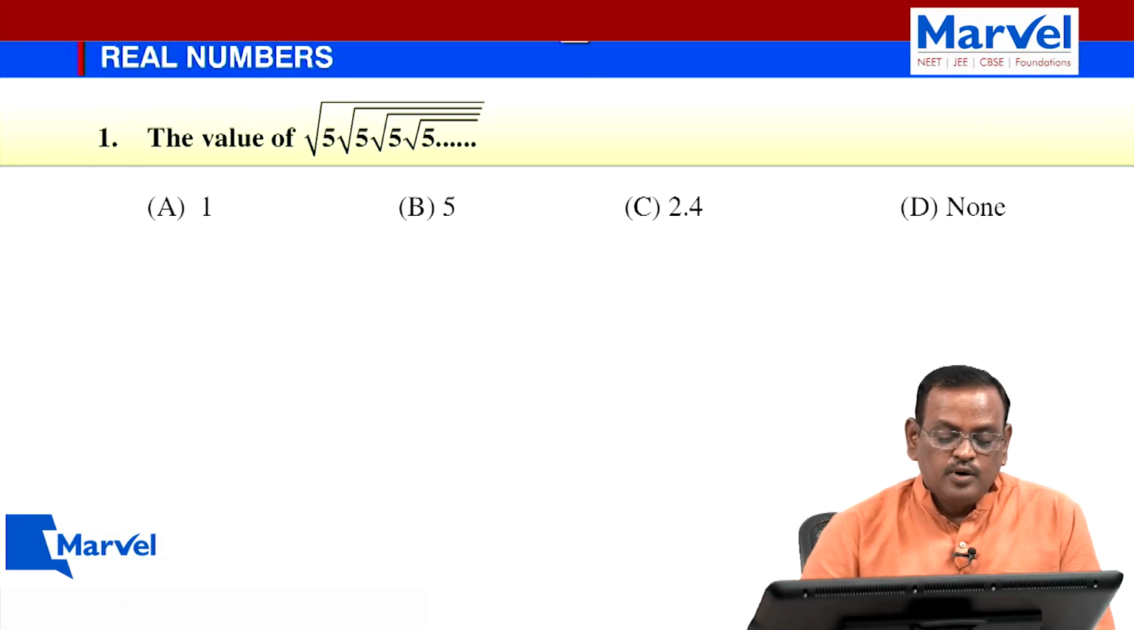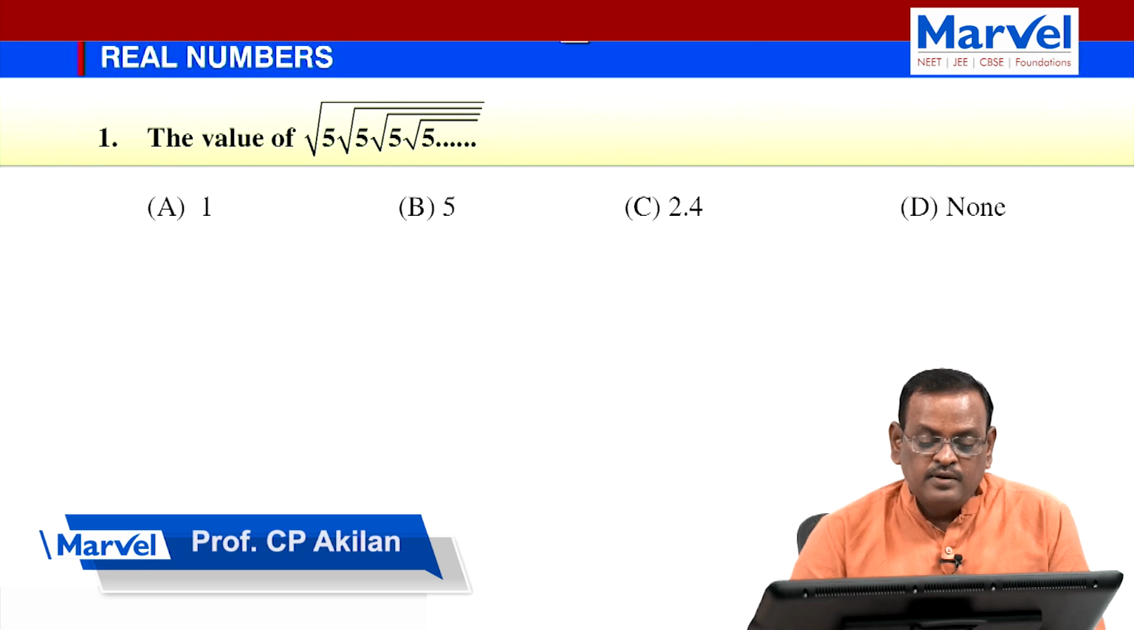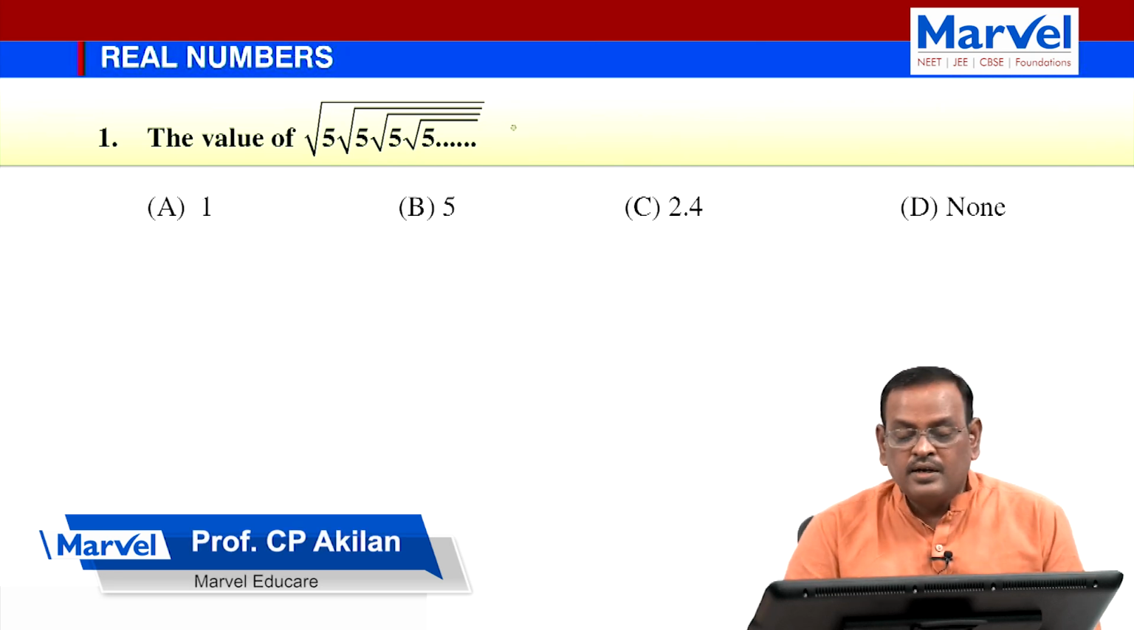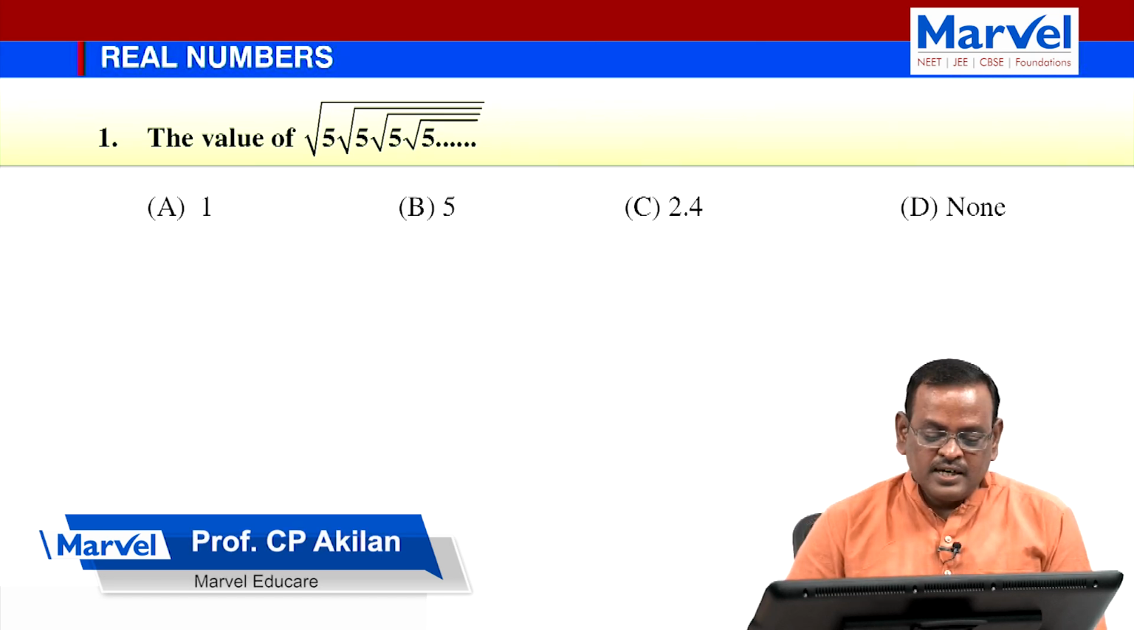The value of root 5 into root 5 into root 5 into root 2 up to infinity, dot dot dot, up to infinity. Evaluate this. The correct option is B.